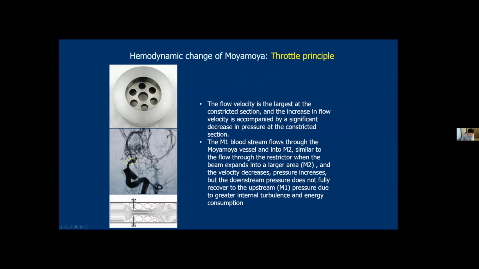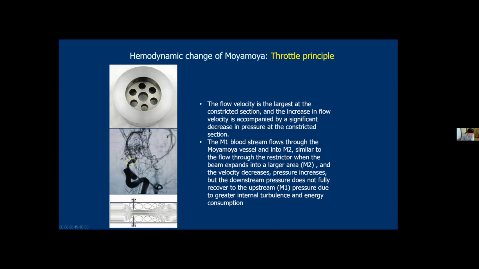We can see from the distal part of the ICA originating some moyamoya vessels, then from the moyamoya vessels to the M2 segment. The flow velocity is the largest at the constricted section, and the increase in flow velocity is accompanied by a significant decrease in pressure at the constricted section.